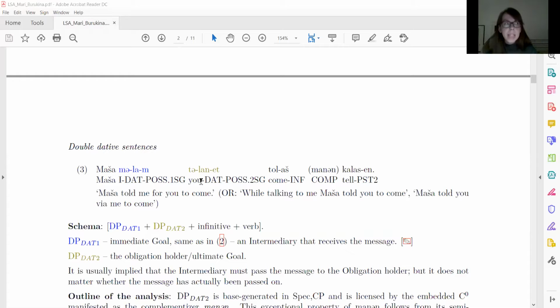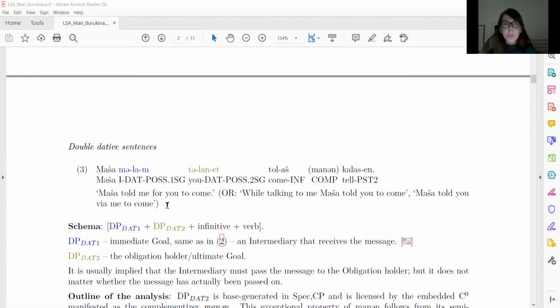The implied interpretation here is that I should pass this message on to you, although that is not required. I can continue this example in 3 by saying something like, Masha told me for you to come, but I didn't tell you about that. That would be a nice continuation.